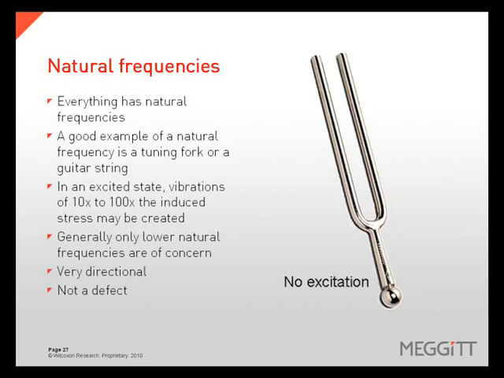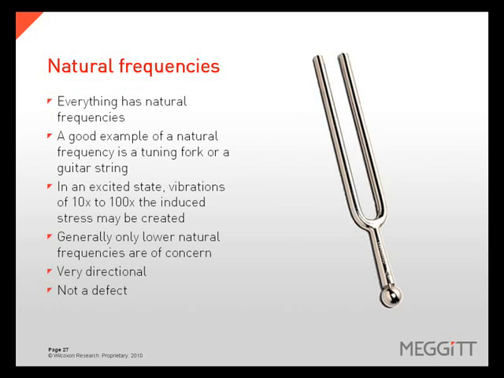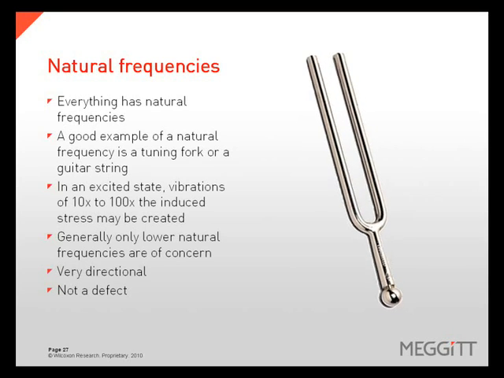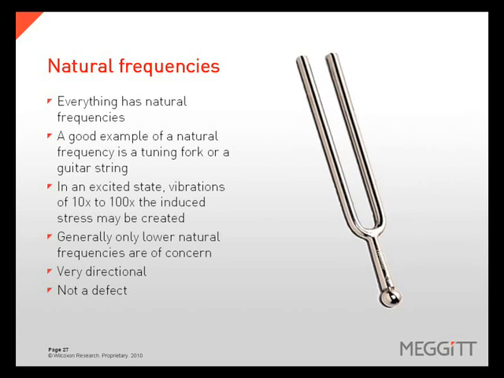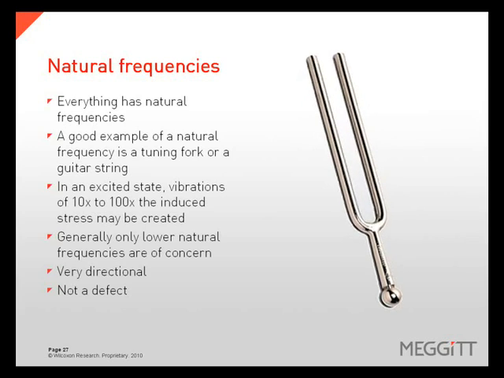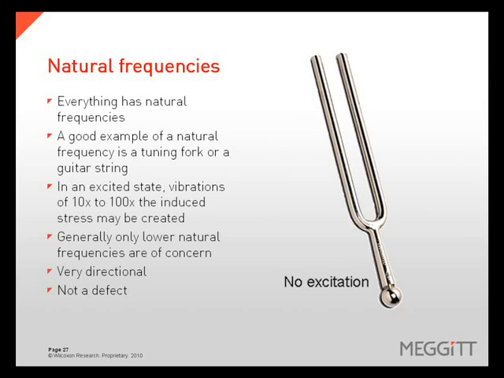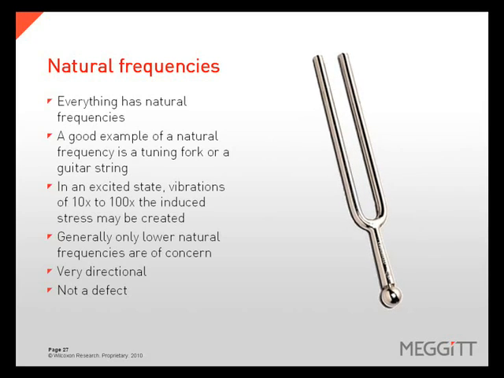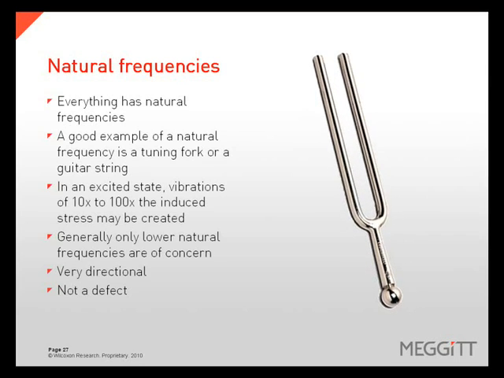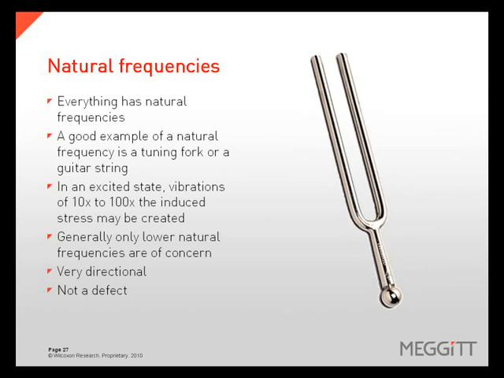Everything has natural frequencies. A good example of a natural frequency is a tuning fork or a guitar string. When excited, they give off a vibration. In an excited state, vibrations of 10 times to 100 times the induced stress may be created. Generally, only lower natural frequencies are of concern when dealing with vibration. Natural frequencies are very directional in nature, and they are not a defect.